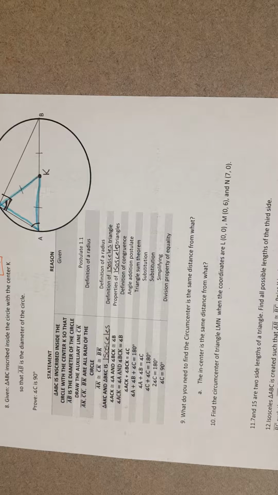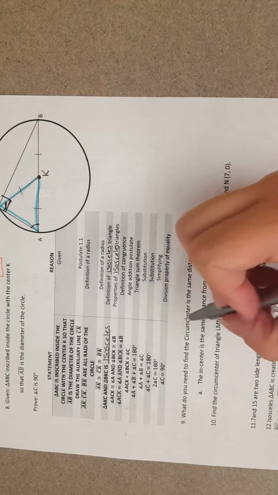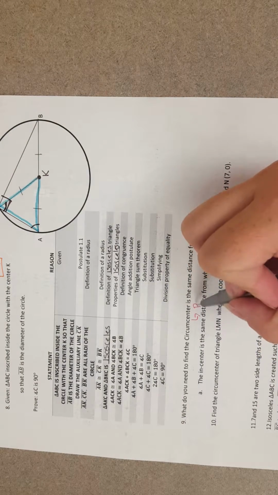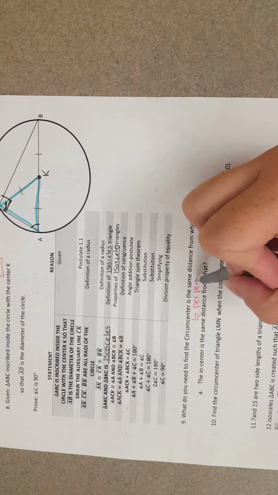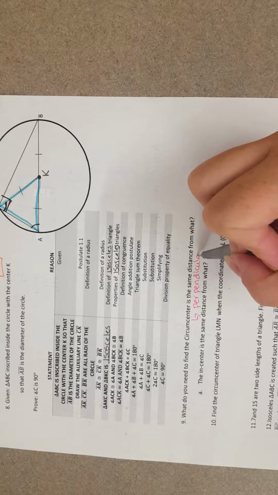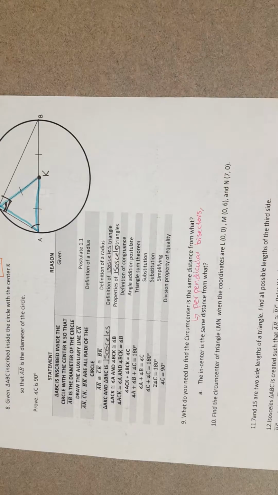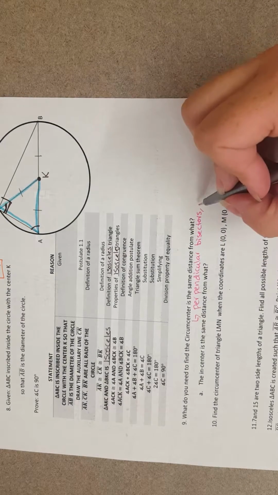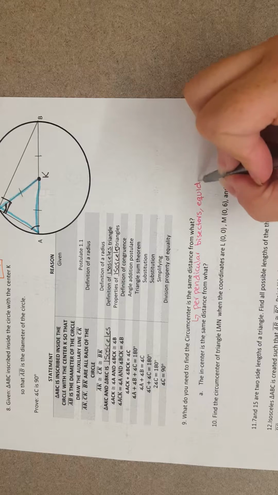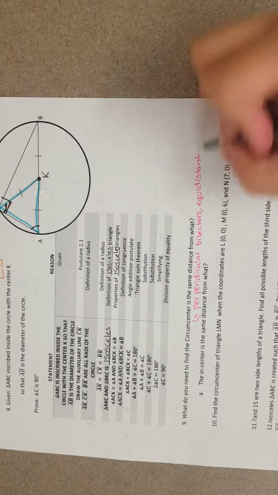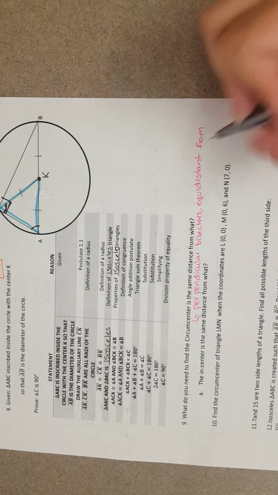For number 9, what do you need to find the circumcenter, and what is it the same distance from? The wording of the question was a little weird. So first we know that the circumcenter is made up of what? Which of the special segments that we talked about? It's made up from the perpendicular bisectors. And perpendicular bisectors are equidistant from the vertices of a triangle.